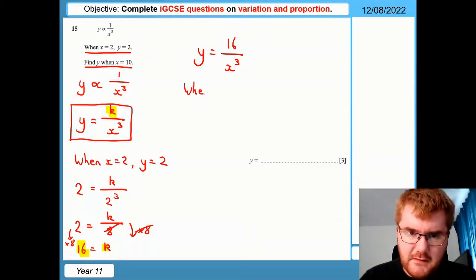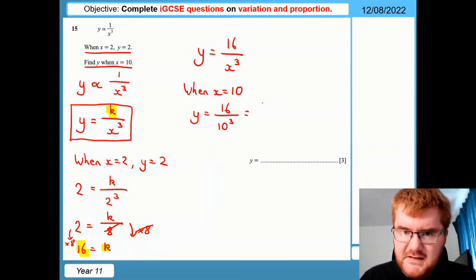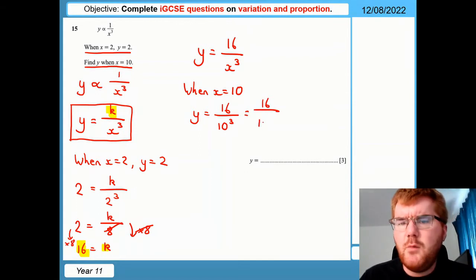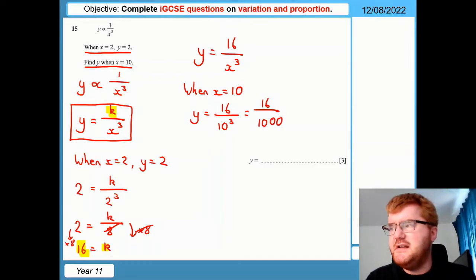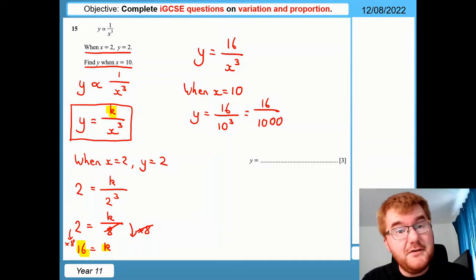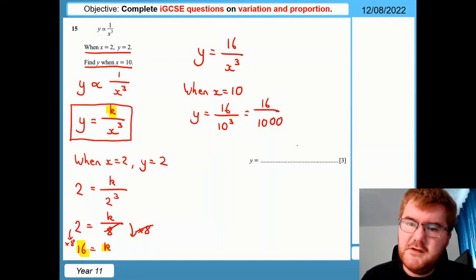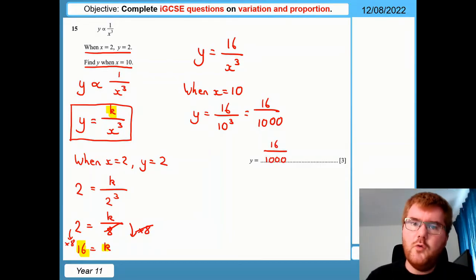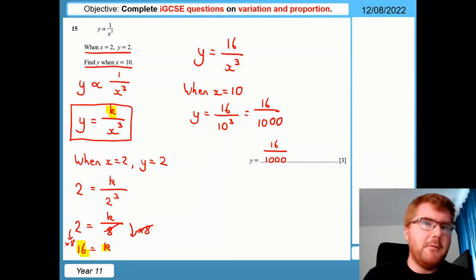So when x is equal to 10, y is equal to 16 over 10 cubed. And 10 times 10 times 10, that's equal to 1,000. Now, one thing I've noticed on these iGCSE papers, they don't really expect you to simplify that often. So you can just leave your answer as 16 over 1,000 to get all 3 marks. This also goes for probability questions.